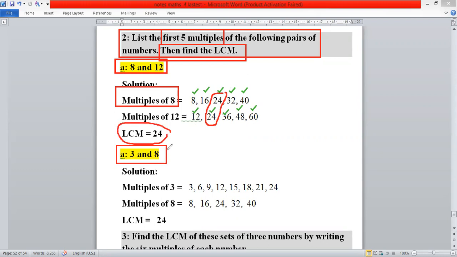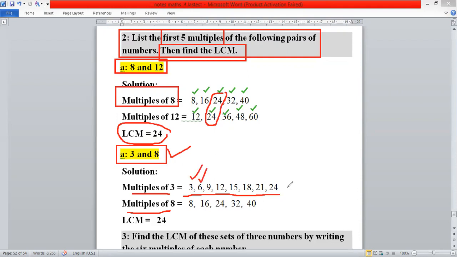Similarly, in this case, we will write 3 multiples and here 8 multiples. Here, students, we are writing more than 5 multiples because within 5 multiples we cannot find the lowest common multiple or first common multiple. Therefore, whenever you do not find the common multiple, you can extend the multiples. Here we are writing more than 5.